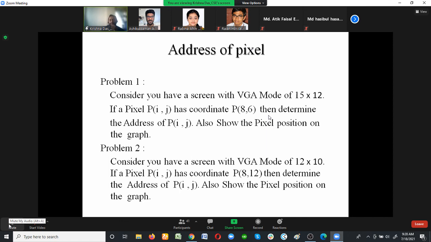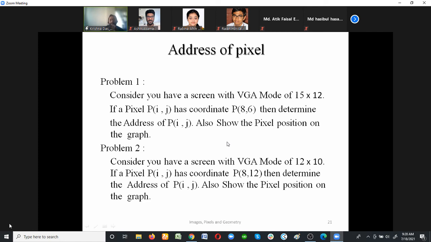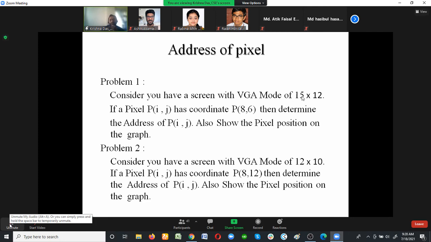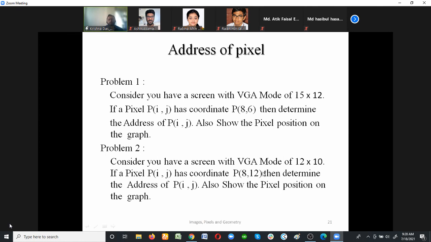Yes, sir, it's 99. That's right, sir. It should be 99, I think. So if we just draw that, 15 of that column and 12 of that row, then you can find the coordinate of 8 and 6, that is the pixel, and if you now count, you will find that it should be exactly the 99 number on the graph, right?